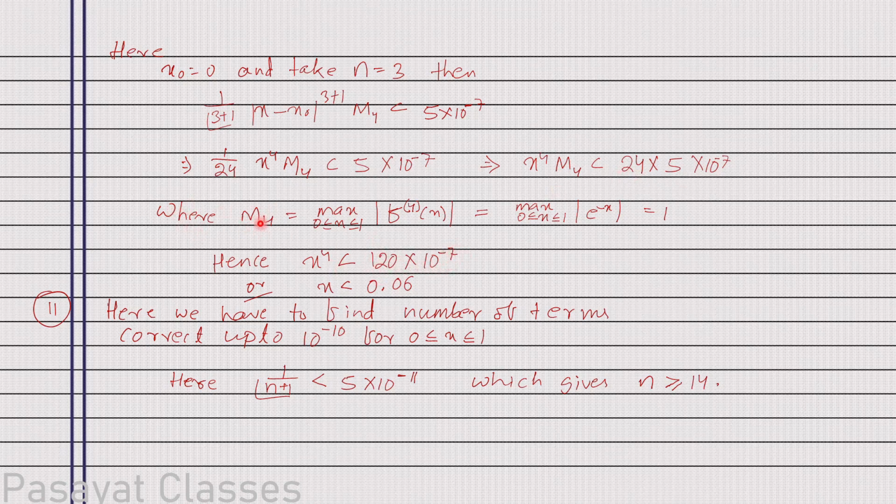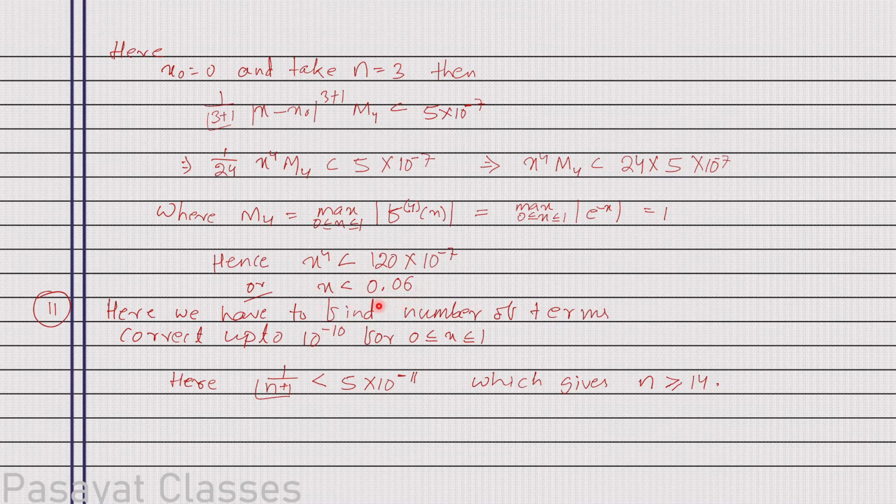And M4 is the maximum over x lying between 0 to 1 of the fourth derivative of f at x. So here the maximum of the fourth derivative is e to the power minus x, and on taking the modulus we get this value as 1. Clear? M4 equal to 1. So putting M4 equal to 1, we get x to the power 4 into 1 is less than 24 into 5 into 10 to the power minus 7, that means 120 into 10 to the power minus 7. So x to the power 4 equals this much. By taking the fourth root, we get the value of x less than 0.06.